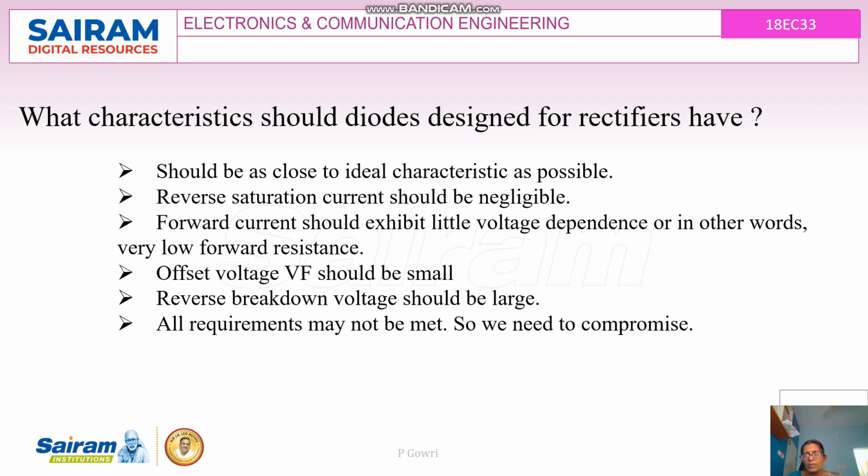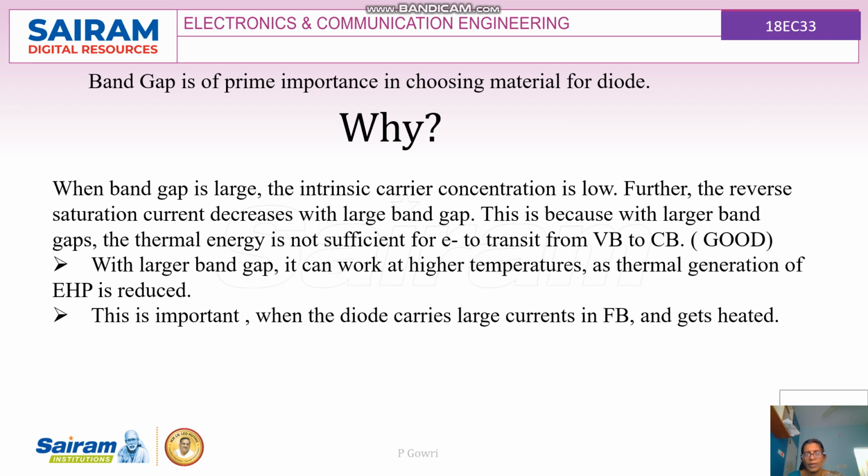The first thing is that the diode should be as close to ideal characteristics as possible. So what are the ideal characteristics? It should conduct during forward bias and should not conduct during reverse bias. The next condition is the reverse saturation current. Since it should not conduct in reverse bias, the reverse saturation current should be zero or negligible. The third is that the forward current path should have zero or very low resistance. The offset voltage Vf should be small. So these are the conditions for an ideal diode.